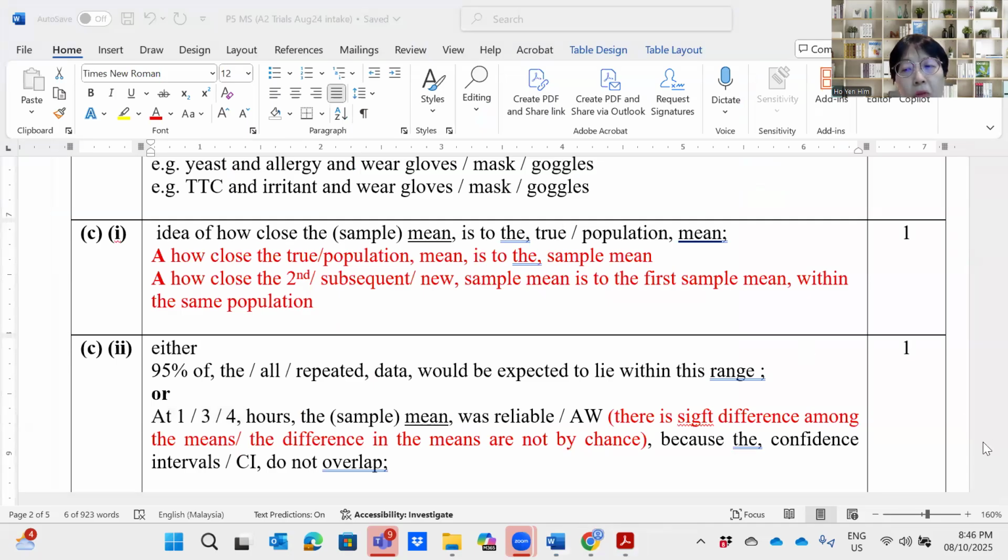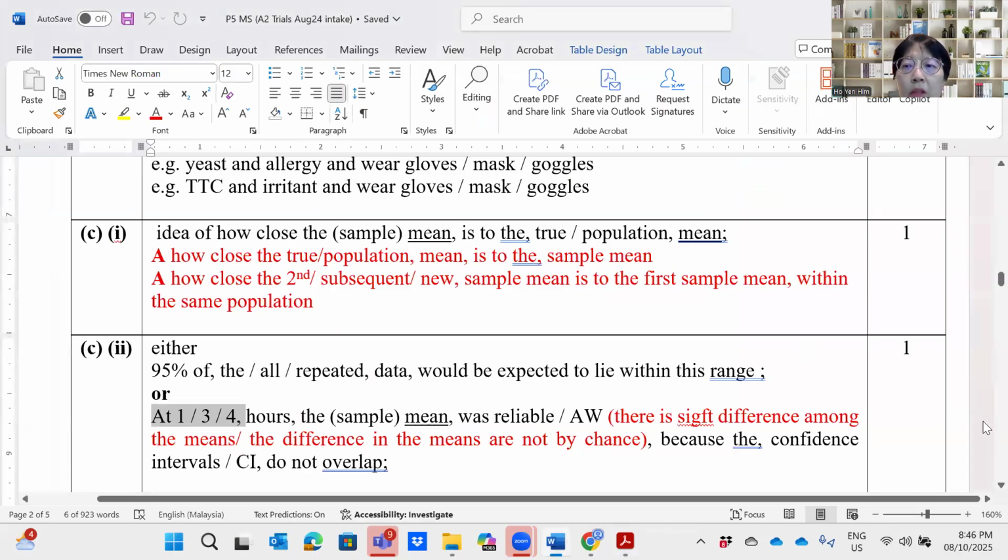If you write reliable also can, it means when you keep on repeating experiment, you will get your data within that 95% confidence interval. But this is not how we learn. We learn that if they do not overlap, it means there's significant difference.